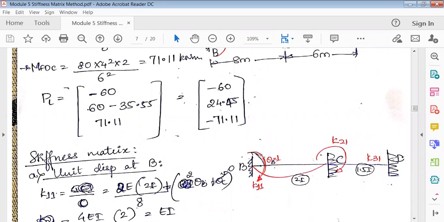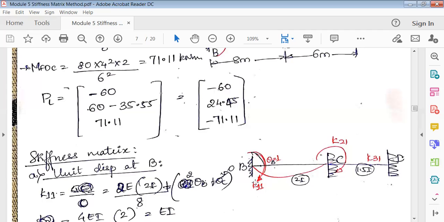Now, always the rotations are clockwise. So if I apply a unit rotation clockwise, the BC beam will bend downward like this. Only in span BC is there a rotation. The red line indicates that the beam is deflected, bent. Once you draw this, next mark K11, K21, and K31.